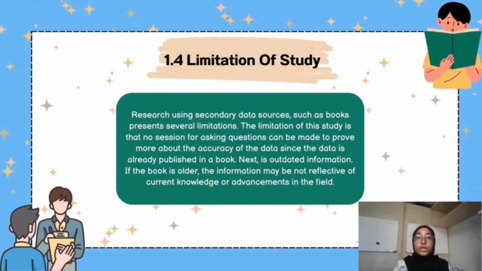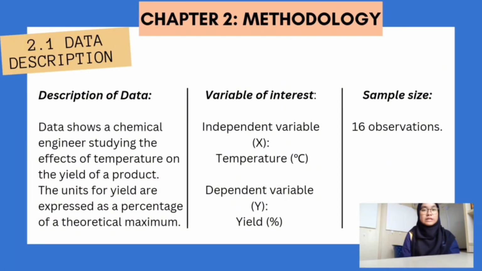Lastly, the last subtopic of Chapter 1 is the limitation of the study. Research using secondary data sources such as books presents several limitations. The limitation of the study is that no session for asking questions can be made to probe more about the accuracy of the data, since the data is already published in a book. Next is outdated information. If the book is older, the information may not reflect current knowledge or advancement in the field.